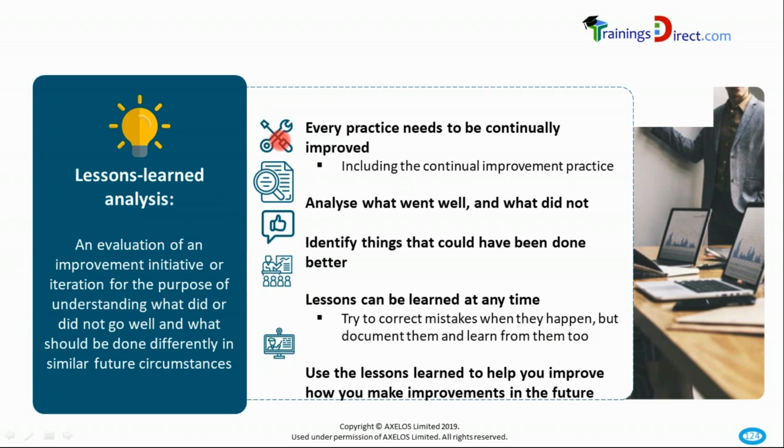Every practice needs to be continually improved, including the continual improvement practice also. Analyze what went well and what did not. Identify things that could have been done better. Lessons can be learned at any time. Try to correct mistakes when they happen, but document them and learn from them too. Use the lessons learned to help you improve how you make improvements in the future. Improvement itself can be improved. That's the message.